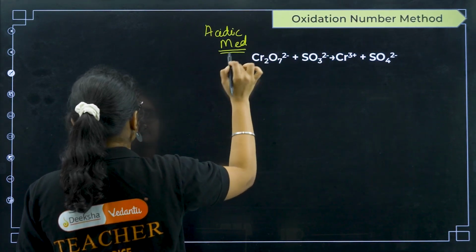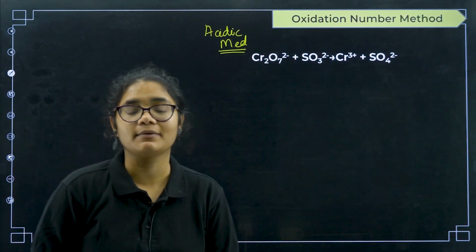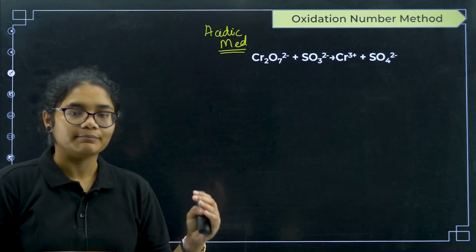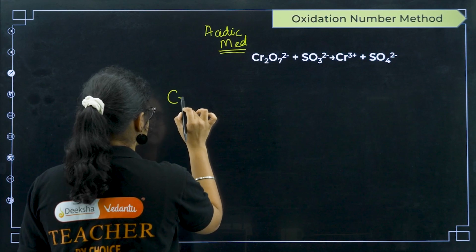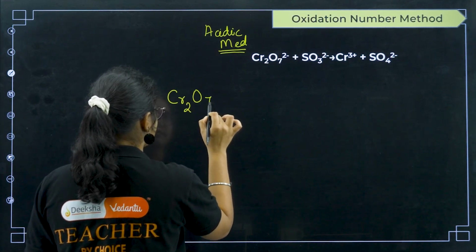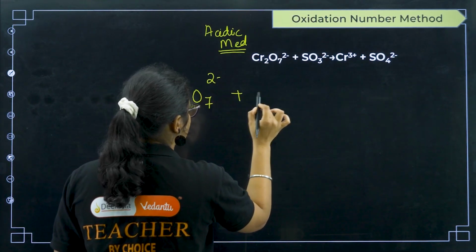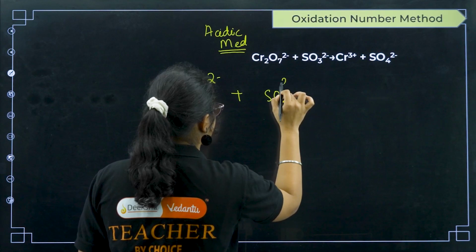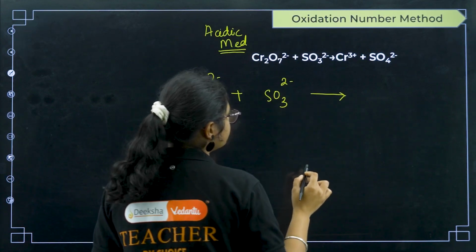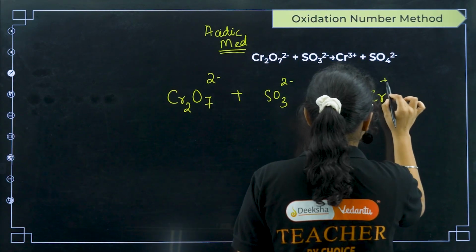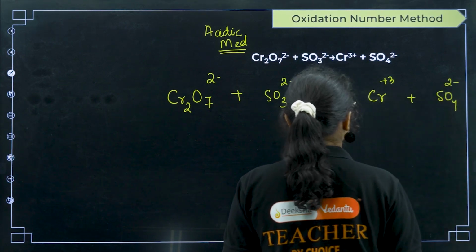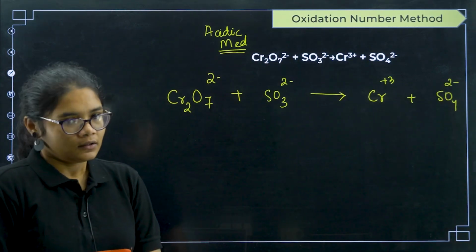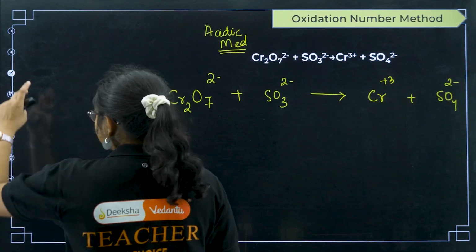You should remember what we do differently in acidic medium and what we do differently in basic medium. So let us start writing this reaction. You have Cr2O7 2 minus plus SO3 2 minus gives you Cr3 plus and SO4 2 minus. Now let us see the oxidation numbers.